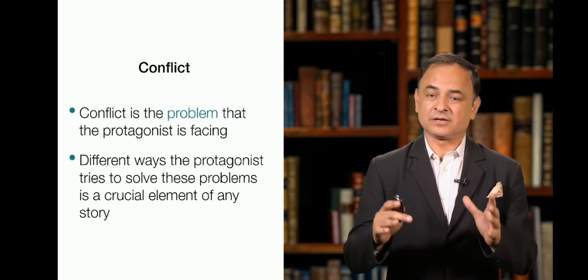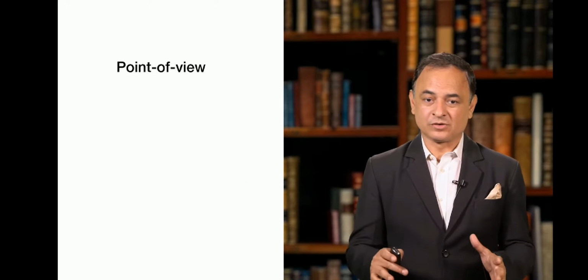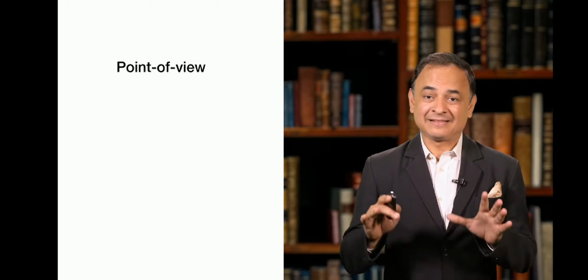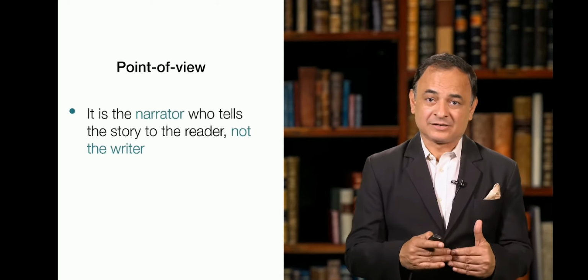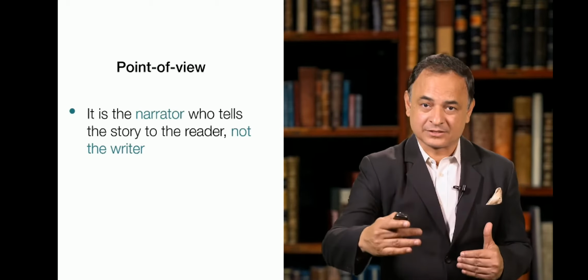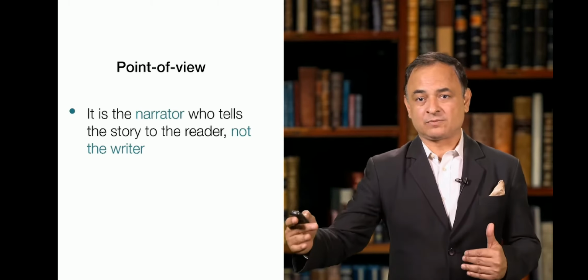The fifth element is point of view. Now, point of view is who is telling the story. And you might be surprised because you might think that it is the author's job to tell the story to the reader. Well, that is not how it is done. The writer actually creates a narrator, and it is the narrator's job to tell the story.